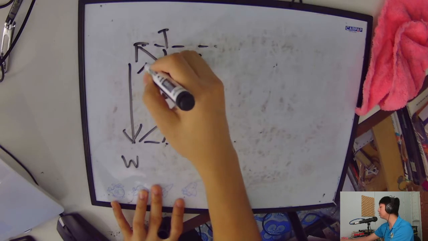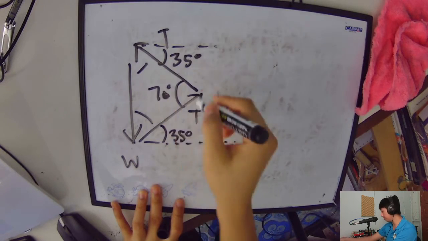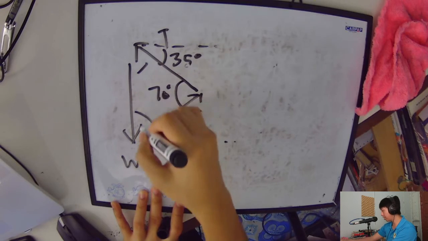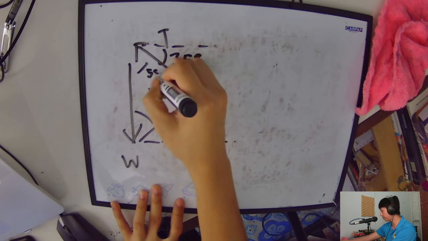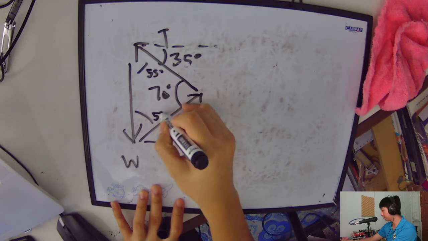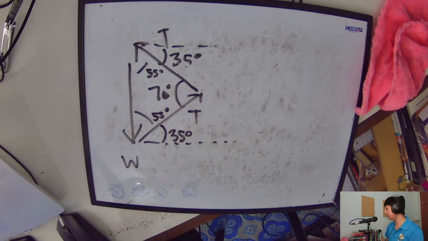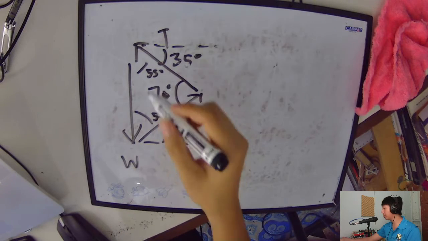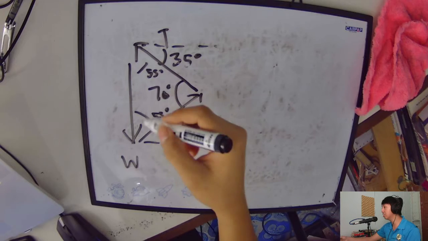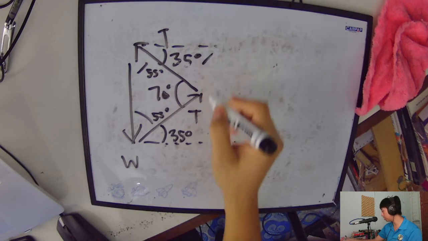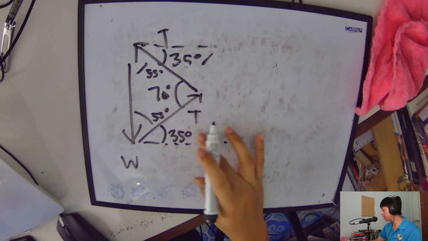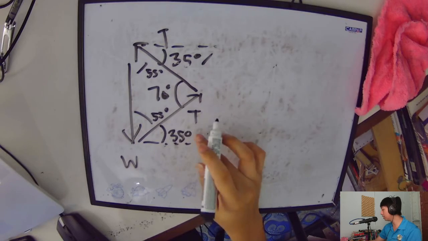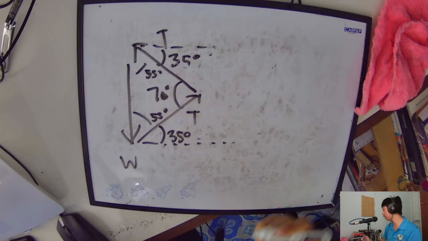Since it's an isosceles triangle with equal sides, this angle and this angle are the same, so 55. Now, you don't have to write in every single angle, just the main ones. The main ones would just be these two. But these other angles will be useful later when we try to solve the question.